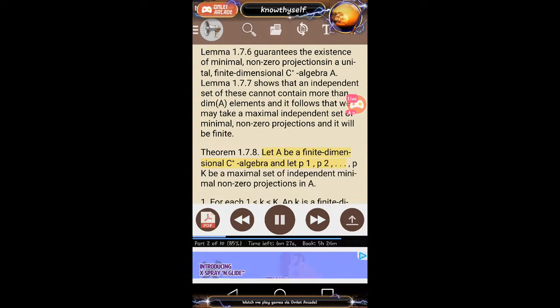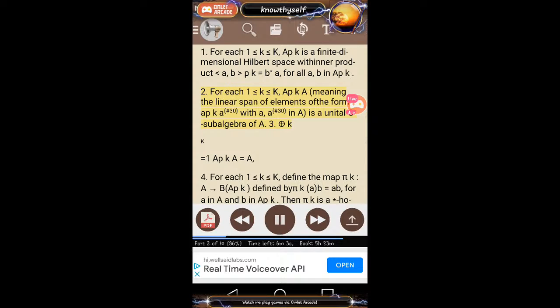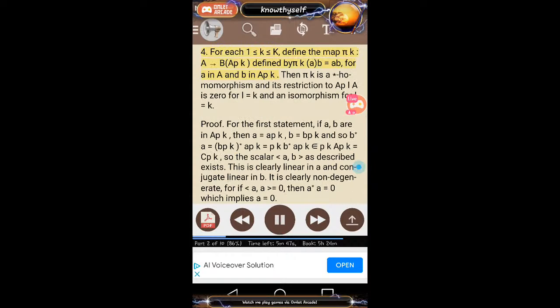Theorem 1.7.8. Let A be a finite-dimensional C* algebra and let P1, P2, ..., Pk be a maximal set of independent minimal non-zero projections in A. 1. For 1 ≤ k ≤ K, A P_k is a finite-dimensional Hilbert space with inner product ⟨a, b⟩P_k = b*a, for all a, b in A P_k. 2. For each 1 ≤ k ≤ K, A P_k A, meaning the linear span of elements of the form a P_k a', with a, a' in A, is a C* subalgebra of A. 3. A = the sum over k = 1 to K of A P_k A.